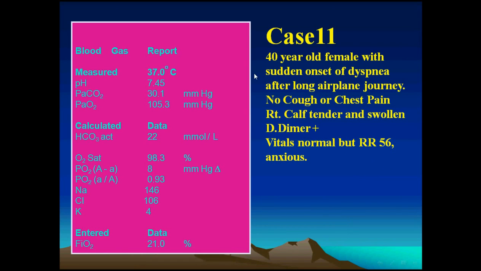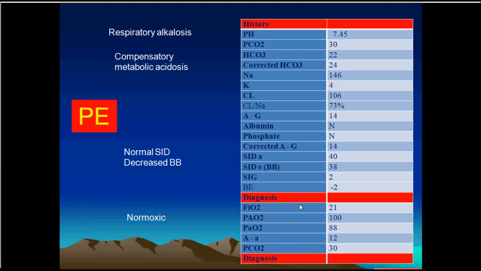Look at this simple case: a female patient with sudden onset of dyspnea after a long airplane journey, no cough, no chest pain, the calf is tender and swollen, and the D-dimer is positive. Sure, this is about embolization. Look at these, these are the data. We will put this data here, in this nomogram.